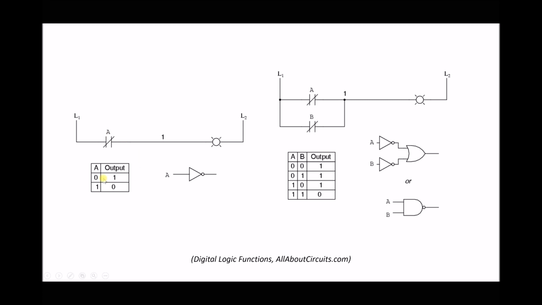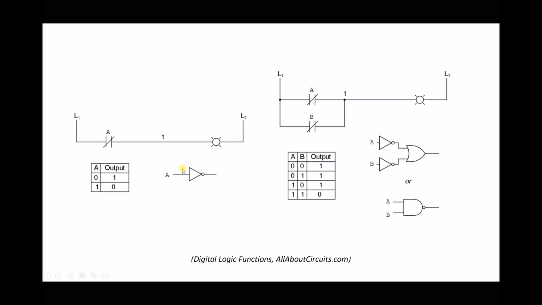We see that represented on our truth table. We get an output when A is not activated. So as soon as we activate A, we break the connection, the signal can't pass and the lamp would go out. Therefore, activating A prevents the signal, hence we have a NOT function.